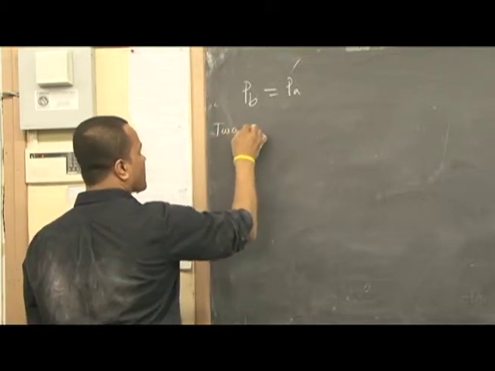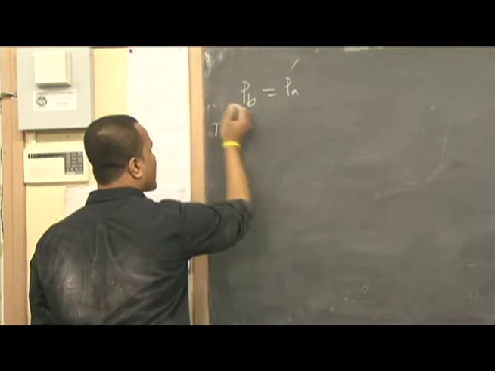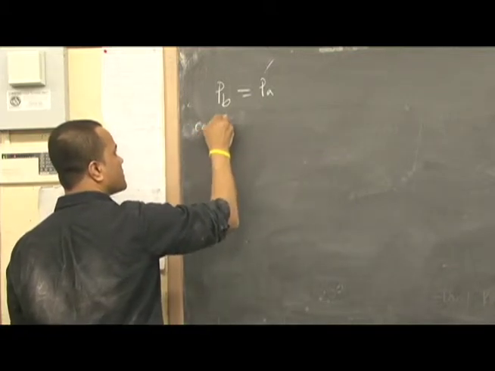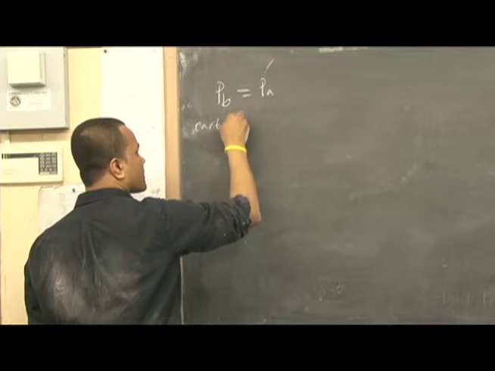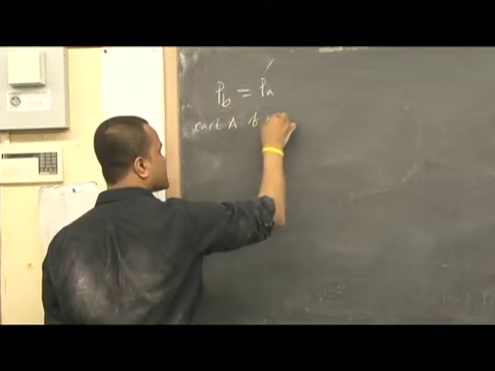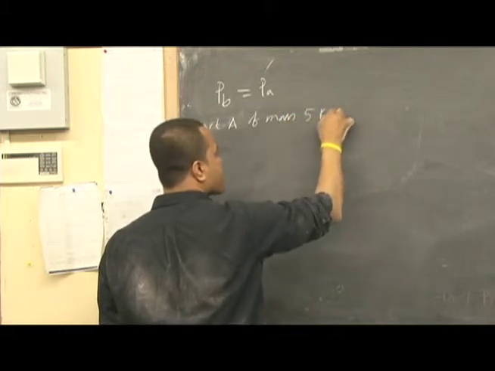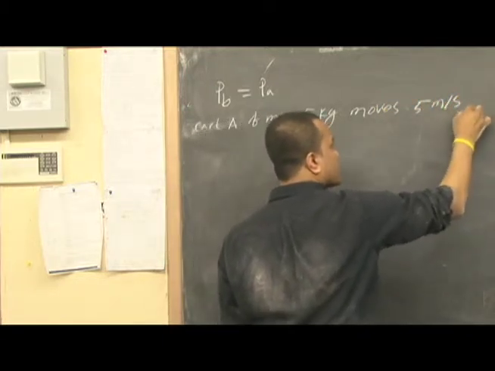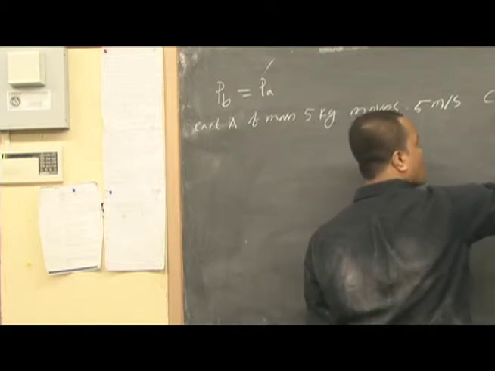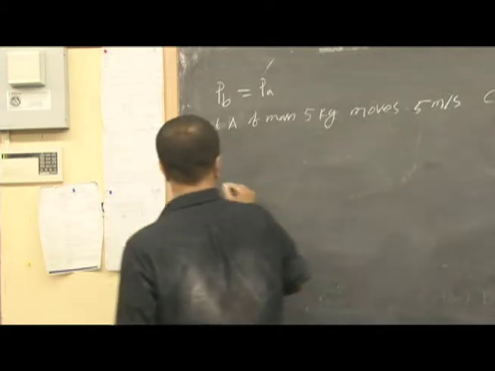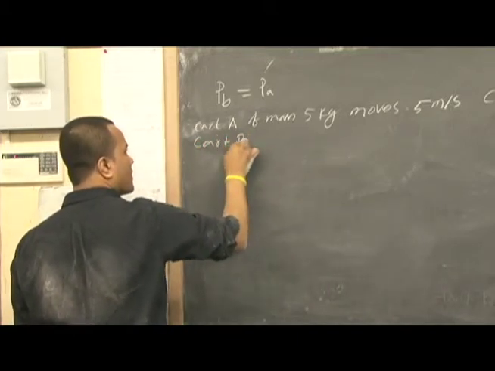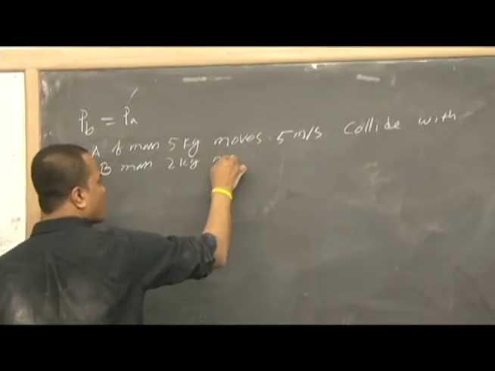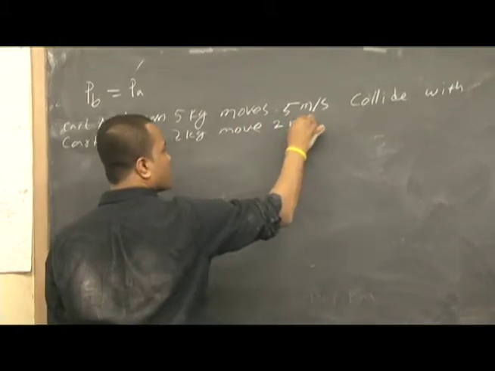Two carts. Cart A of mass 5 kg moves 5 meters per second, collides with cart B. Cart B with mass 2 kg moves 2 meters per second.